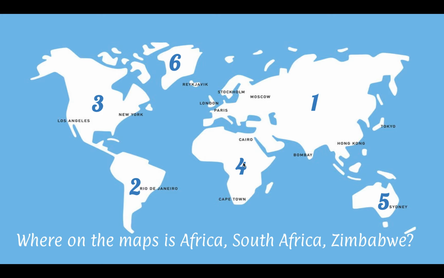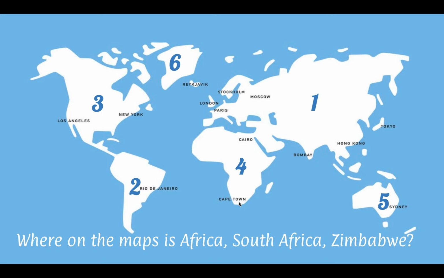Number 4 is Africa. And now my second question is I want you to guess where South Africa is within Africa. So is it at the top of Africa, at the left, right, at the center, or at the bottom? If you guessed at the bottom, then you are correct. South Africa is at the south of Africa, so that is the bottom of Africa. And Cape Town here, you can see Cape Town, is a city in South Africa.